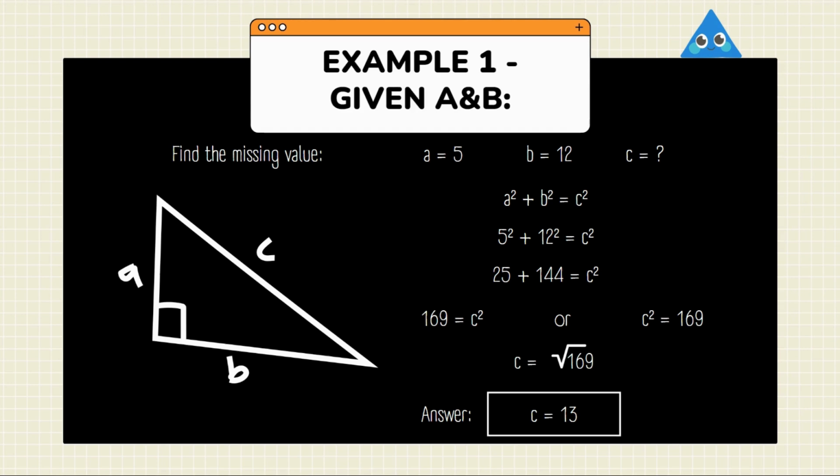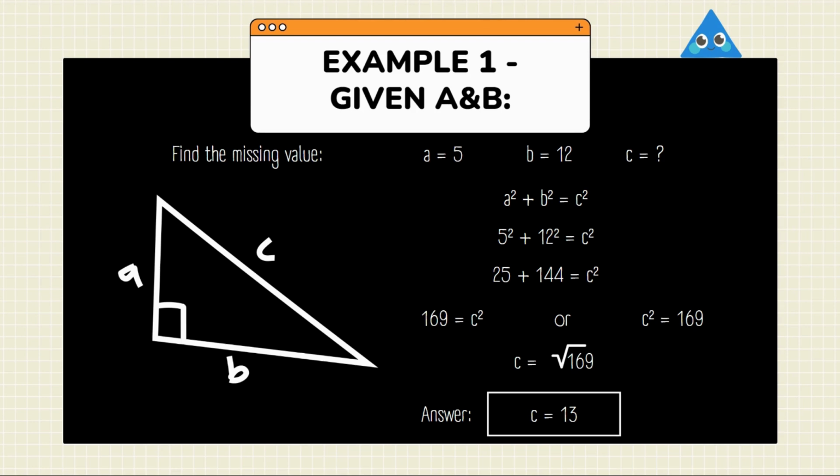So basically, you just substitute a into a. So a equals 5, we know that. So a squared, 5 squared. B equals 12, we know that. So b squared becomes 12 squared equals c squared. We don't know what c squared is, so we just leave it alone. So then what is 5 squared? 25. What is 12 squared? 144. Okay? So then if you get 25 and 144, next step is to add them up. So if you add them up, you get 169.